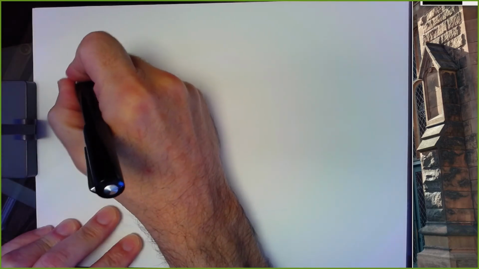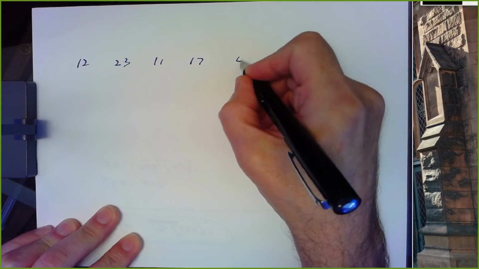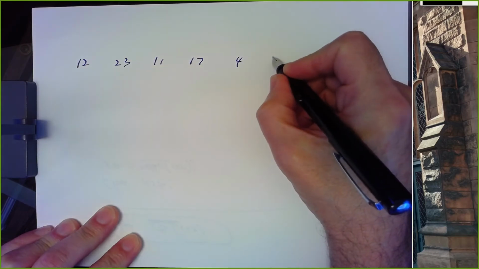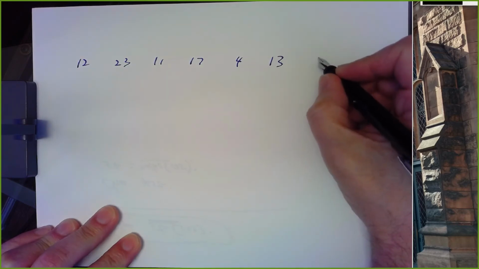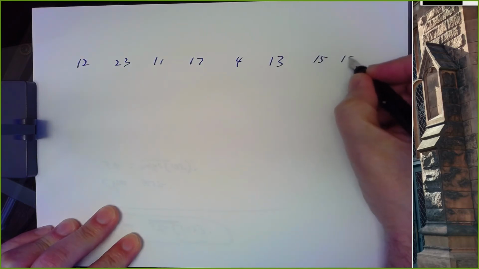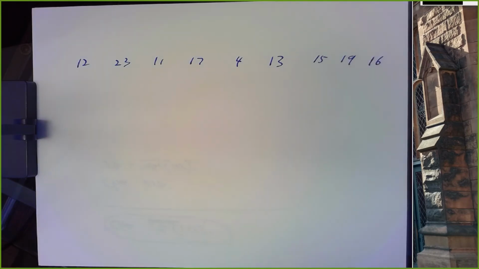Quicksort, we have a series of numbers, so I'm just going to make some random numbers. Apparently not totally random. All right, close enough.